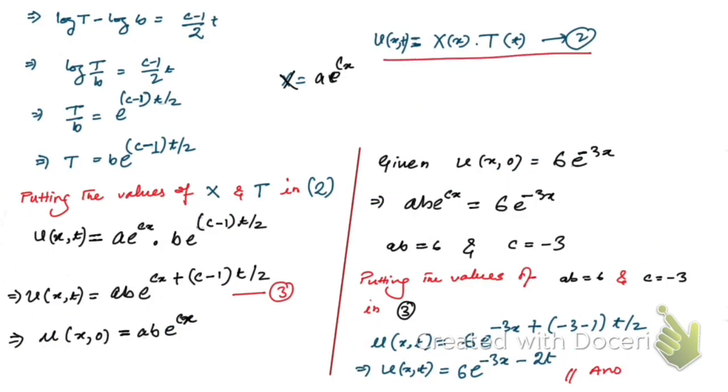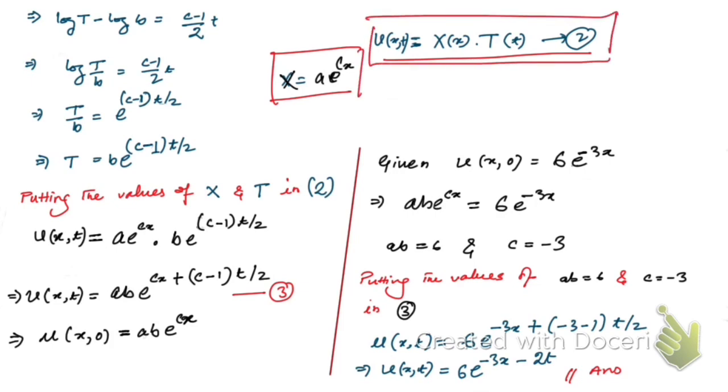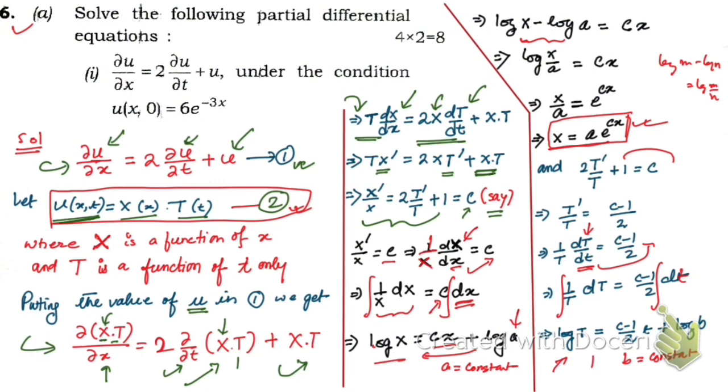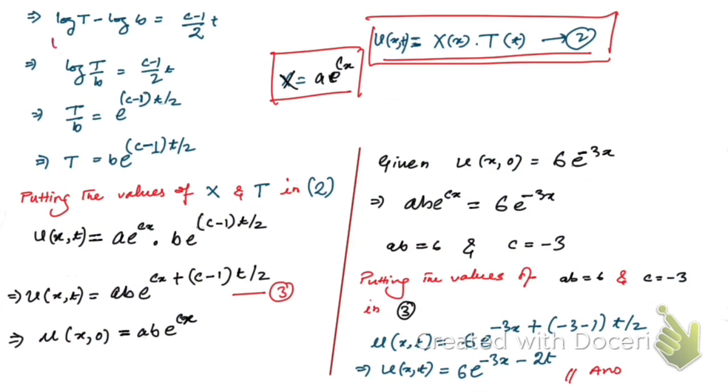So I have written the equation number 2 and the value of capital X, because we are going to use these values and equation. Now let me continue from this step on the next slide. So what we have got? Here it can be written as, using the property of log, log of capital D by B. And if the base of this log is E here, we can write this. So hope you have got this. Now from here we got the value of T, that is equal to B E to the power C minus 1 T by 2, right?